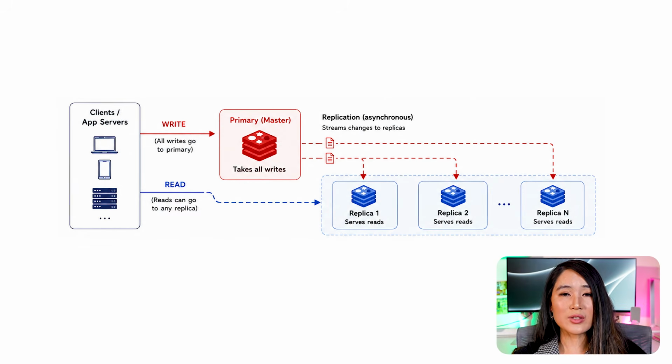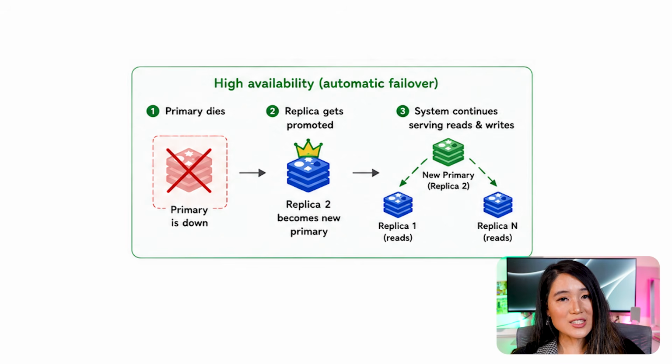What happens when one instance isn't enough? If reads are the bottleneck, you add replicas. The primary takes all writes and streams changes to replicas, which serve read traffic. As a bonus, if the primary dies, a replica gets promoted, so you also get high availability.